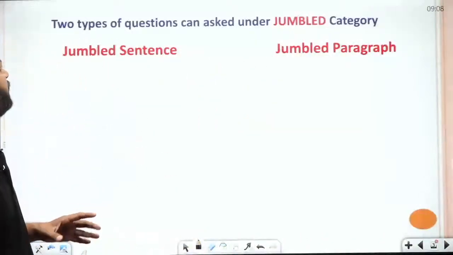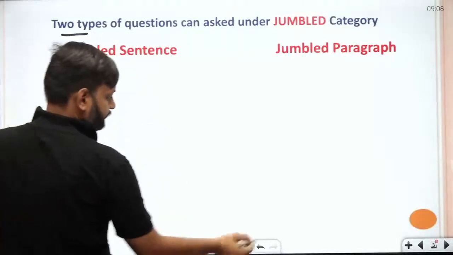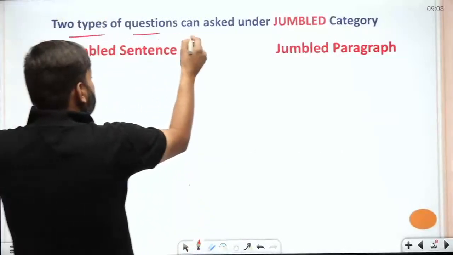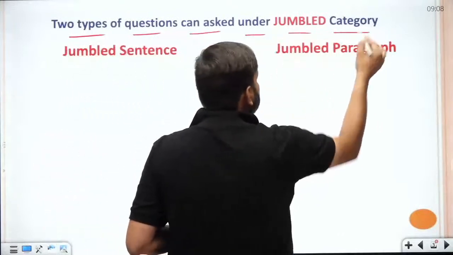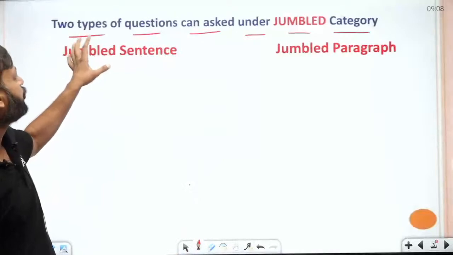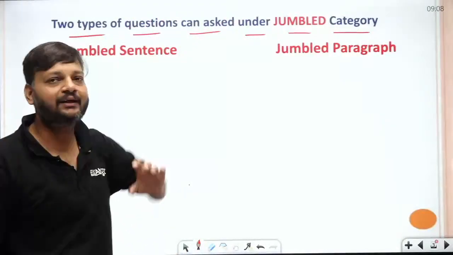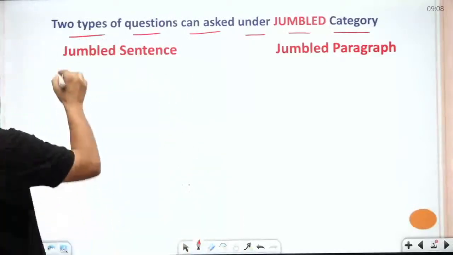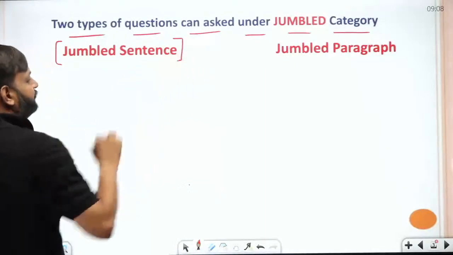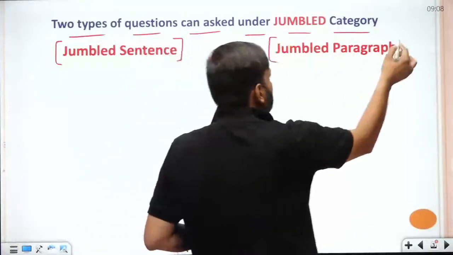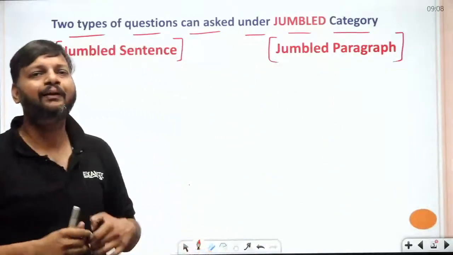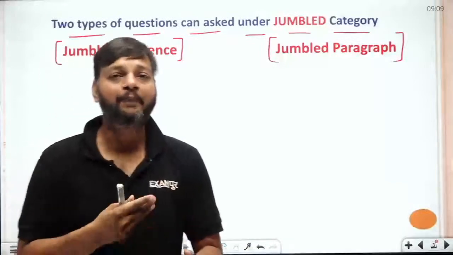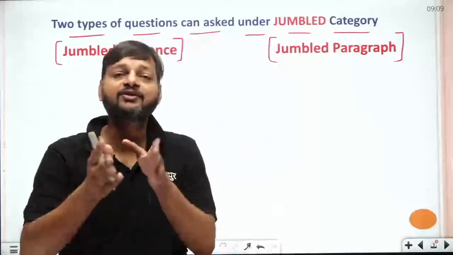So the very first thing, there are two types of questions that can be asked under the jumbled category. One is jumbled sentence, and the second one is jumbled paragraph. Commonly it is known as parajumble, but actually it can be parajumble or it can be sentence jumble too.